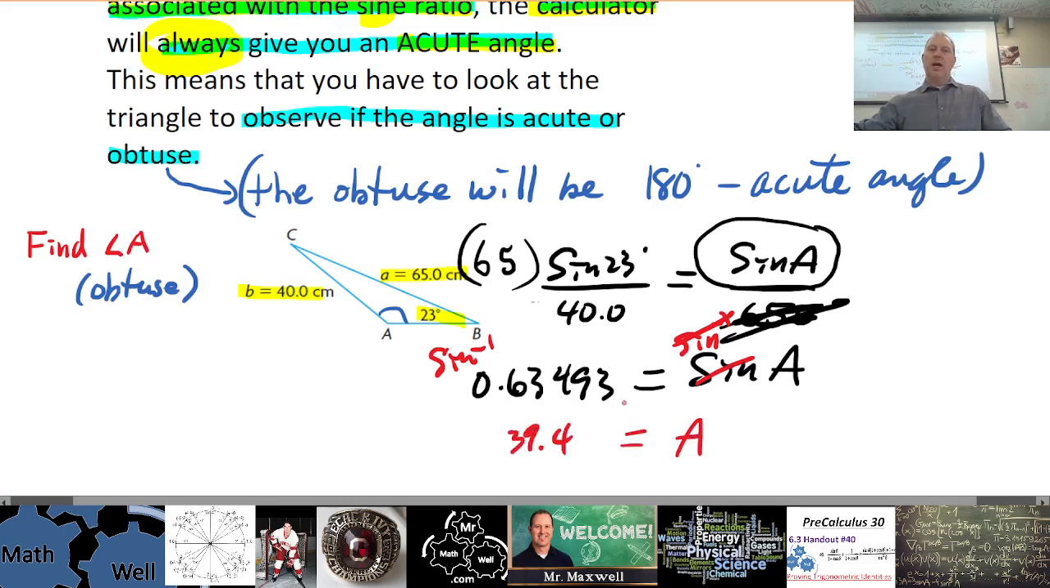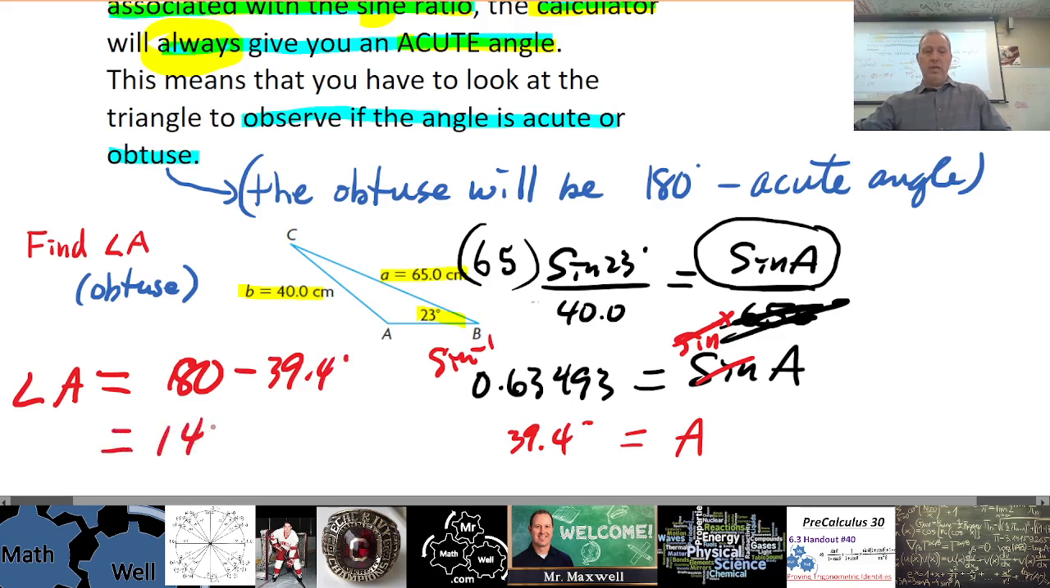So this is what I'm talking about. The calculator will always give you an acute angle. It's up to you to use your brain and say, oh, you know what? What I need is an obtuse angle. So guess what? Angle A is actually 180 minus 39.4 degrees. That make sense? So that's 140.6.